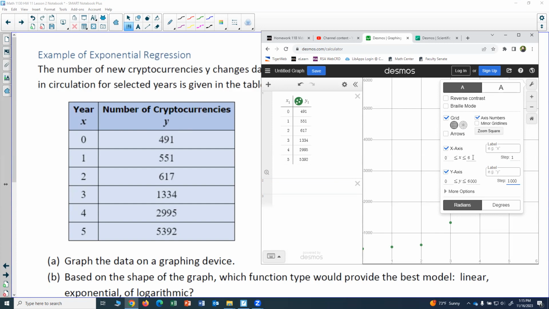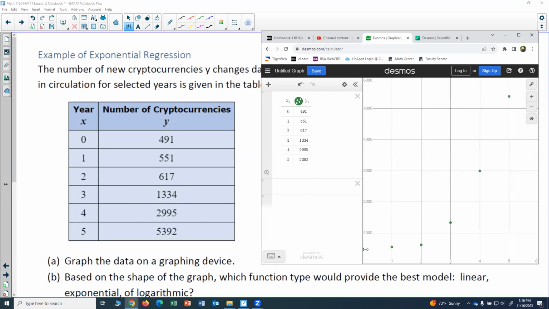So I'm adjusting my window based on the table. I want to be lower than the lowest X value, higher than the highest X value. Or if you're starting at 0, just start at 0 for the X. For the Y, I want to be lower than the lowest Y value and higher than the highest Y value. So there's my scatter plot. And what I want to do is select the correct option.